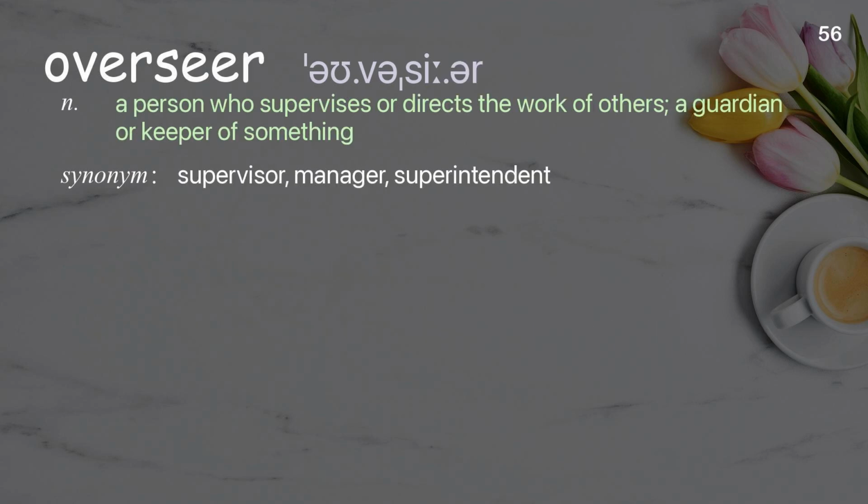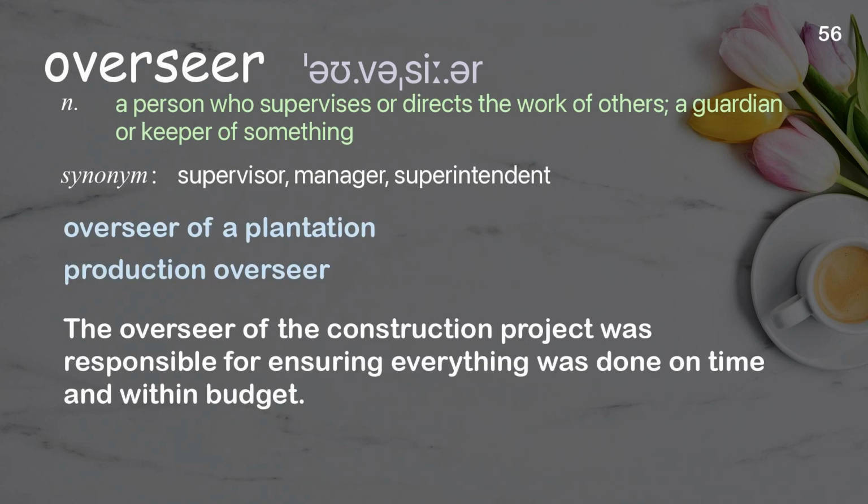Overseer. A person who supervises or directs the work of others, a guardian or keeper of something. Examples: Overseer of a plantation. Production overseer. The overseer of the construction project was responsible for ensuring everything was done on time and within budget.